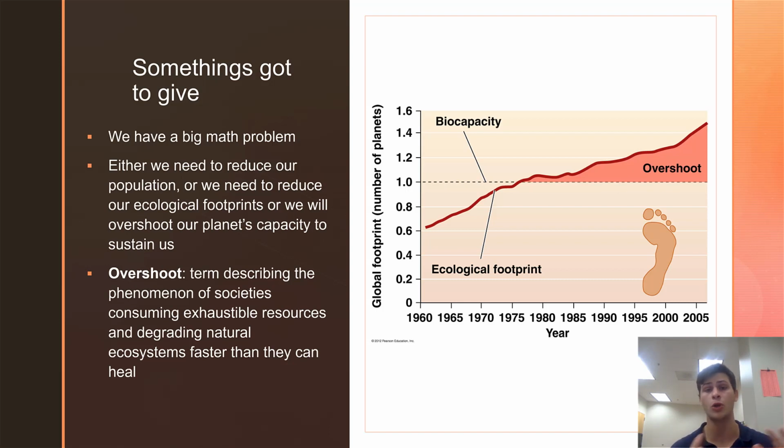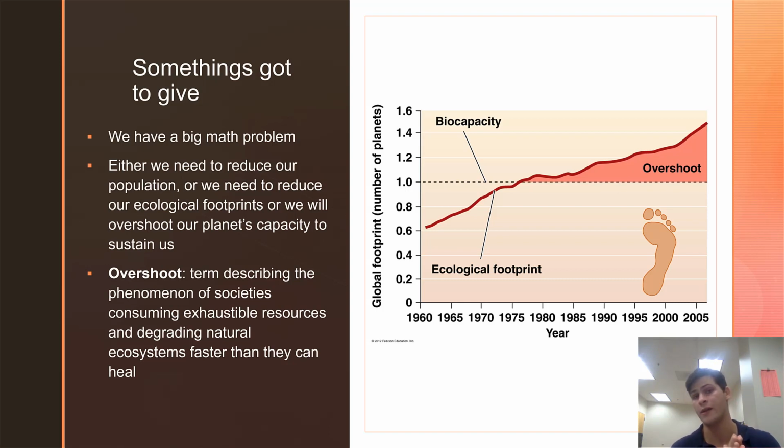And that term is called overshoot. Overshoot describes the phenomenon of societies overshooting or overrunning the exhaustible resources or the non-renewable resources and degrading the natural ecosystems faster than they can be replaced. Basically, this is overshooting the capacity of the planet or a given area to sustain a given population.